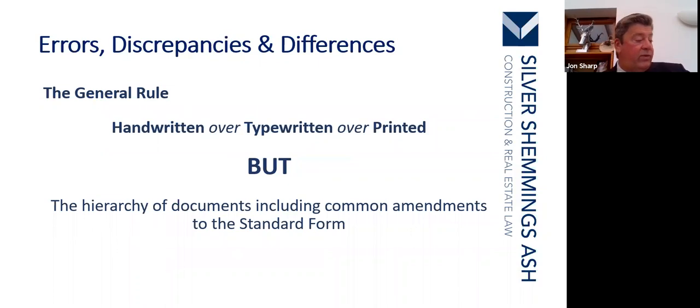The general rule then, when it comes to looking at documents, is that handwritten goes over typewritten, which goes over a standard printed document. That is the hierarchy of documents, including common amendments to the standard form. So if you have a standard form document, that's fine, that will be read, no problem at all. But if you have made handwritten amendments to it, so both parties have sat down, both made handwritten amendments to a contract, both then signed it, that will normally be given precedence.